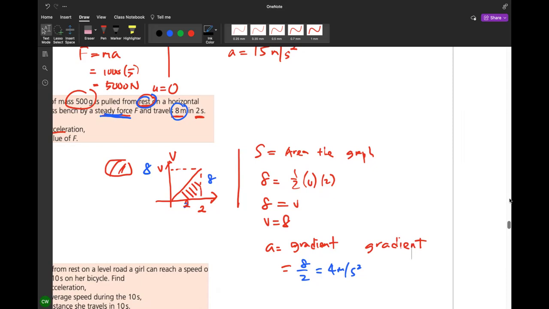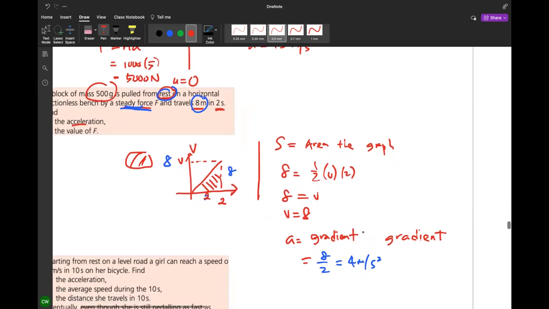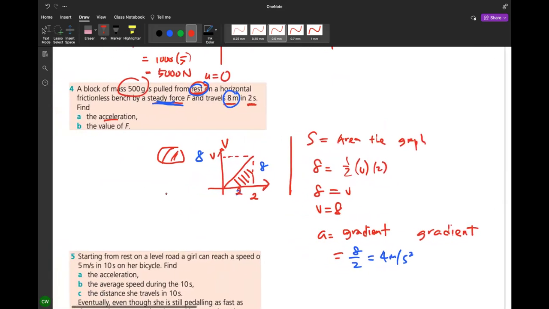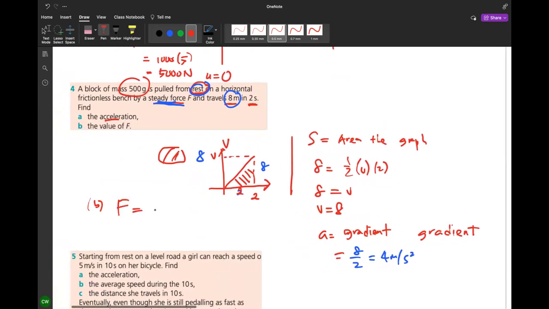Okay. So a is this one. After that, you need to find the force. What is the formula for force? F equals MA. What is the value of A? Can we use 500 or not? What is the unit for SI unit for mass? Kg. So this is 0.5 kg. A is 4. So how much is it now? 2. 2 Newton.